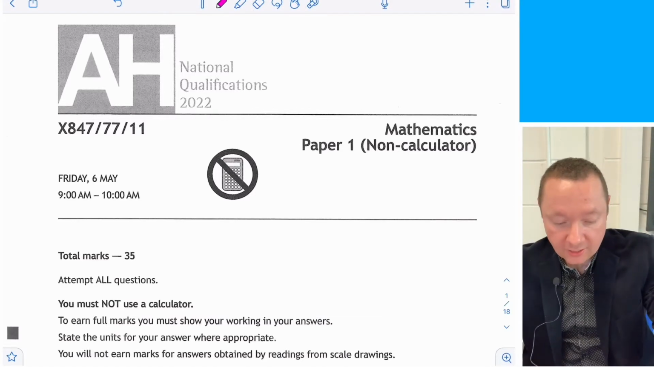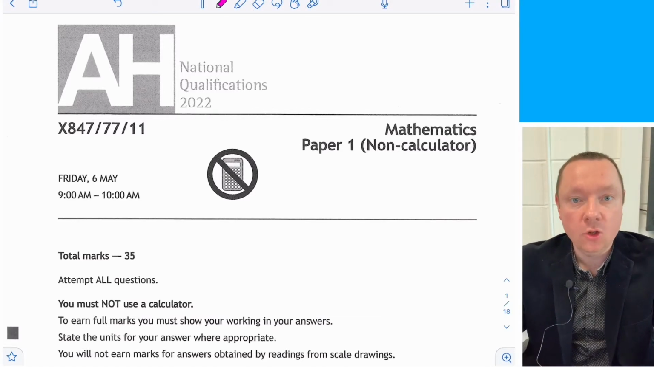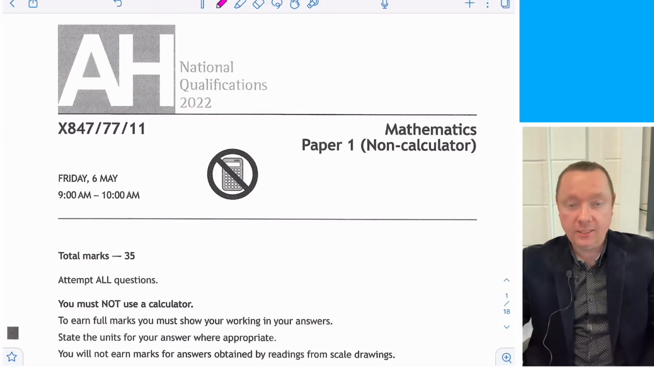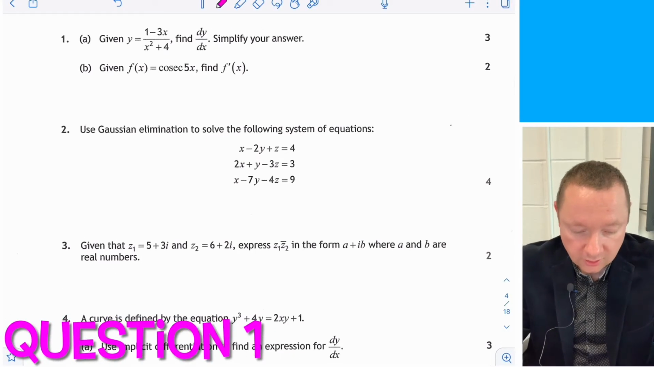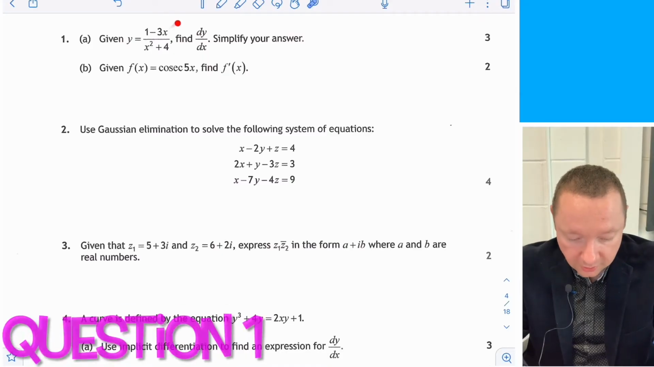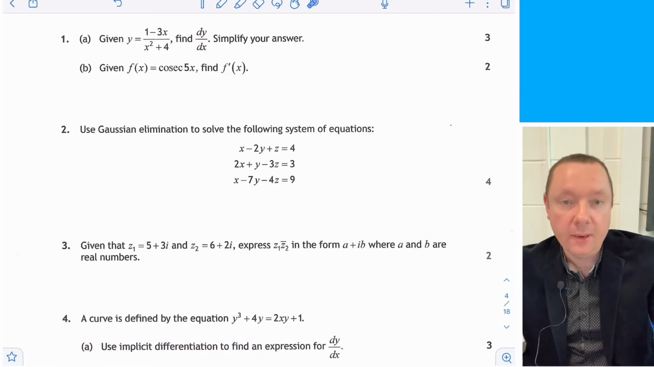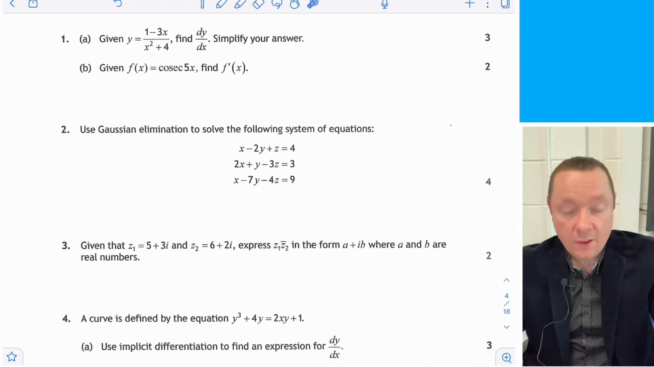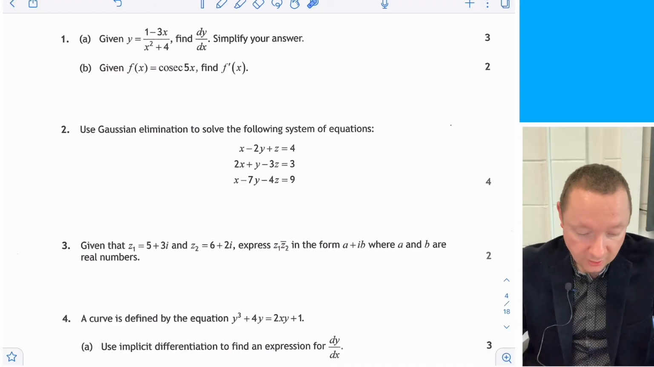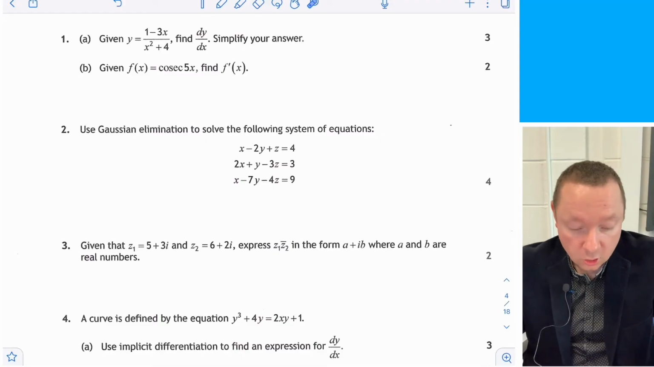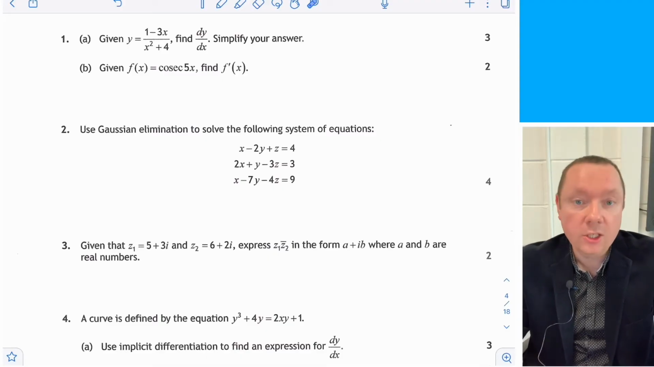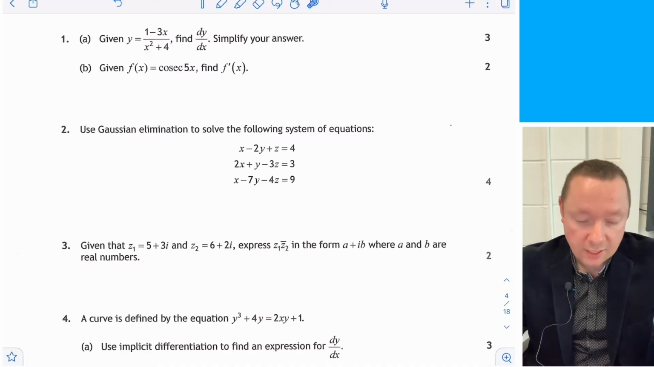Today we're going to look at the Advanced Higher Maths paper for 2022, non-calculator to start with. Let's get straight into it with question 1. Question 1 says, given that y equals 1 minus 3x over x squared plus 4, find dy by dx and simplify your answer. And then part B of that question, given that f of x is cosec 5x, find f dash x. So the first question is just a quotient rule question, and the second question is just a trigonometric function, which we can use to start the exam paper.